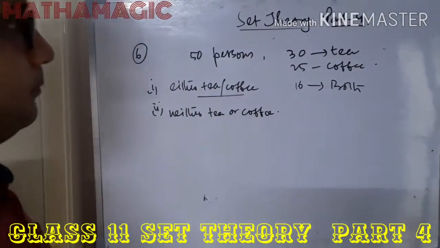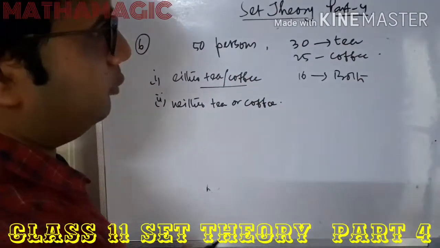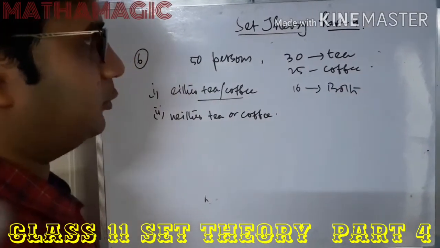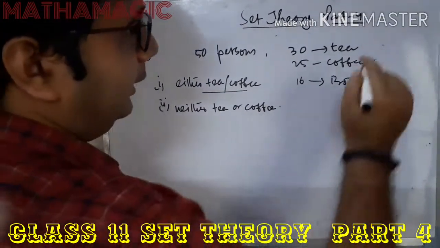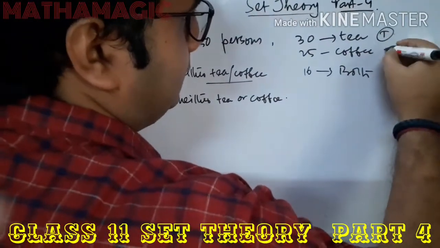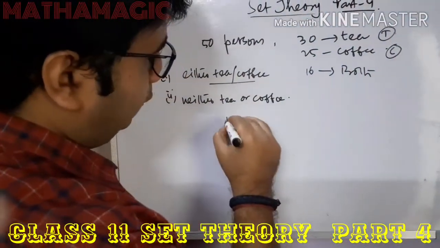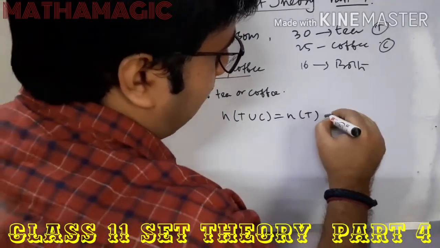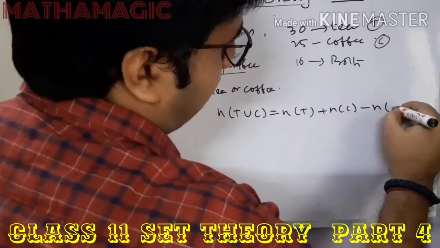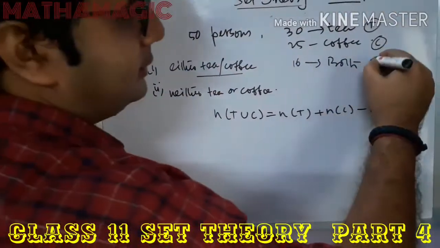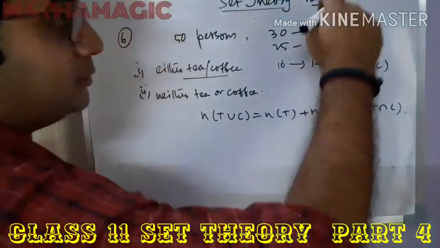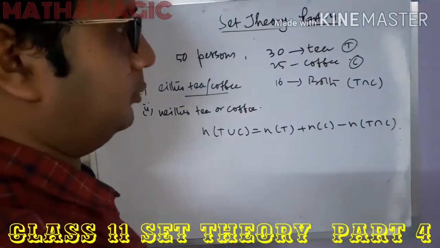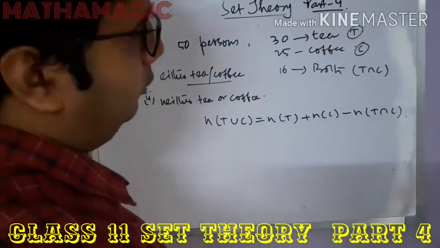Now how to find this? So there are 50 persons in which 30 of them like tea and 25 of them like coffee and 16 like both tea and coffee. So we can take tea as T, coffee as C. So we have a formula that n of T union C is equal to n of T plus n of C minus n of T intersection C. That is T intersection C, right? Because both of the things they like, tea and coffee. That is the common persons who drink both tea and coffee.